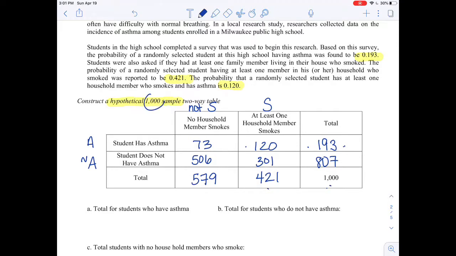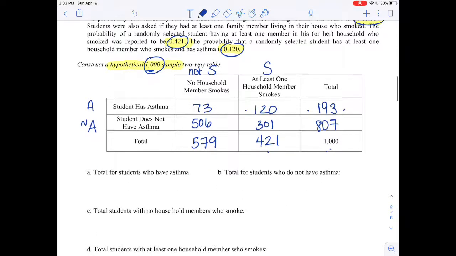So in this problem, we did a hypothetical 1,000 sample table because our decimals on our probabilities were to 3 decimal places, or the 1,000th place. If my probabilities had only been 2 decimal places, then I probably would have been better off doing a 100 sample table. So I would have my total in the bottom right-hand corner be 100 instead of 1,000. And again, that just depends on whether your probabilities are given with 3 decimals like we have here, or 2 decimals like you might see in some other cases.